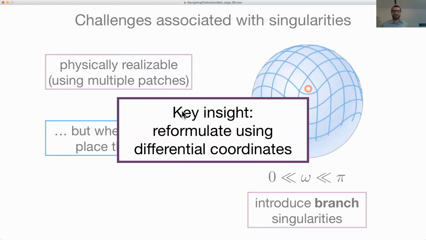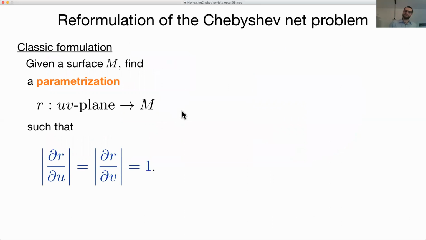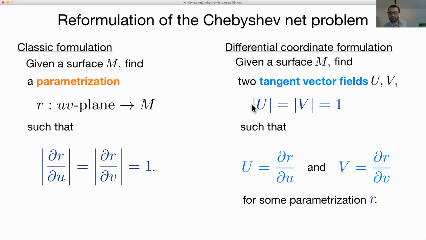So the idea here is to actually take this Chebyshev net problem and reformulate it using differential coordinates as opposed to a parametrization. The classic formulation is you have some manifold, you want to find a parametrization from the UV plane onto the surface, which preserves the unit length condition of the tangent vectors along these two directions. Alternatively, we can go the other way around. We can take two tangent vector fields along the surface that are both unit length and ask that they integrate into some parametrization R.